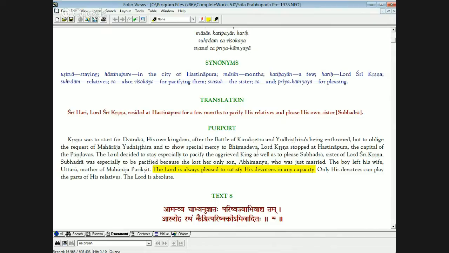What is the age of Abhimanyu? They have that calculation also, everything about when he died. Sixteen years. Only sixteen years old when he died in the war; that's what I heard. The Lord is always pleased to satisfy in any capacity. At that time people used to live longer. I read that Krishna lived 124 years and some months.